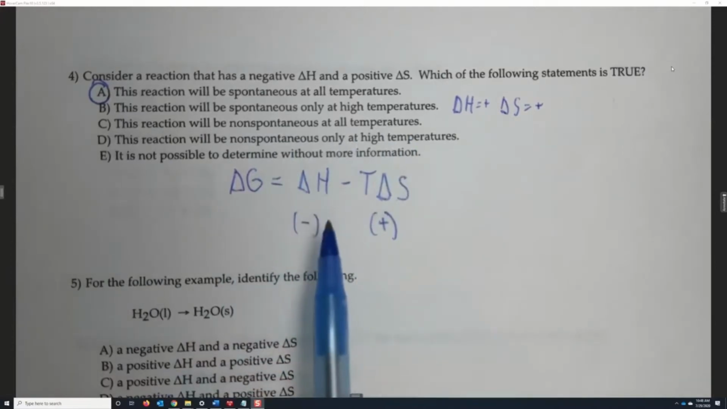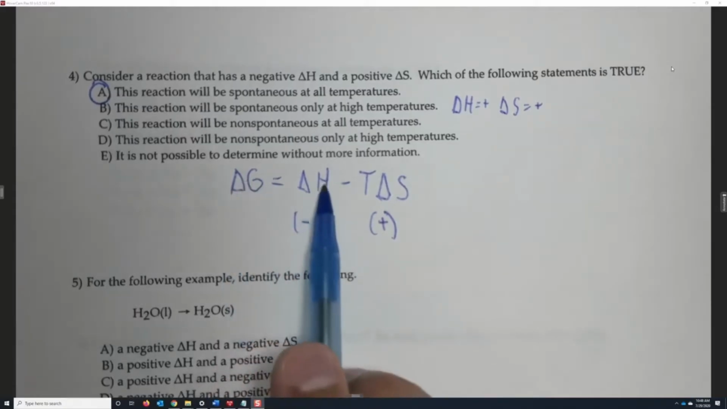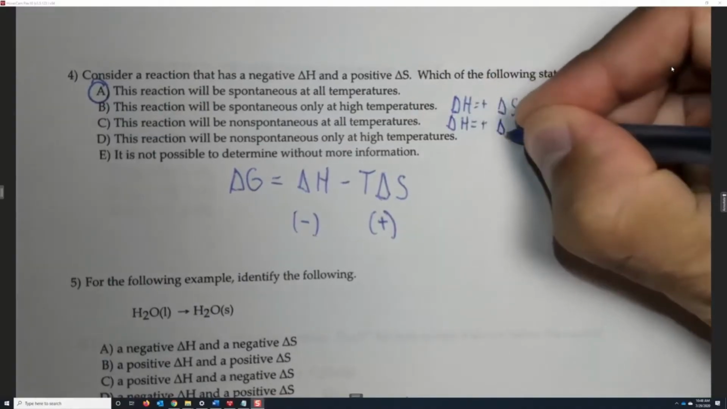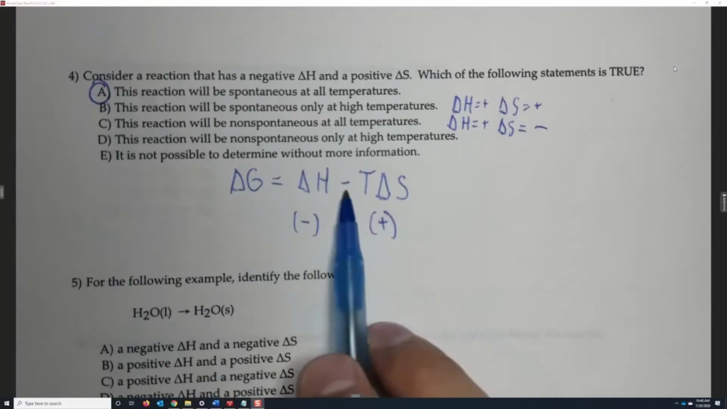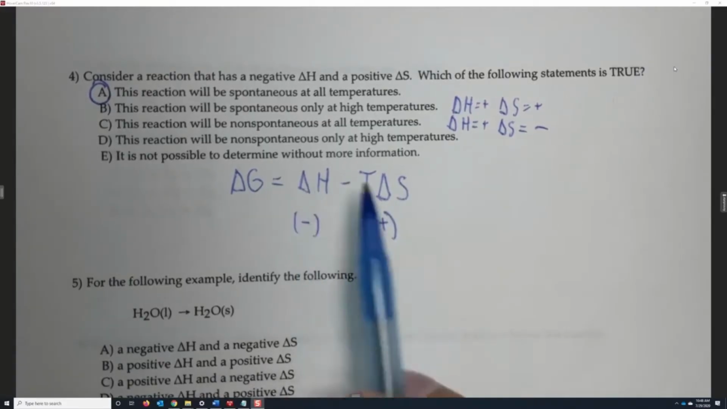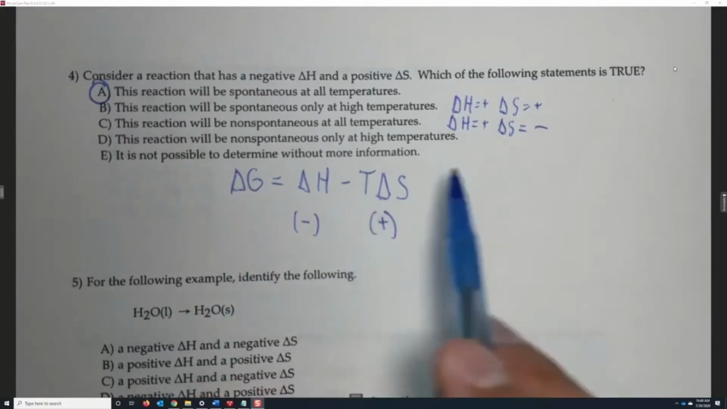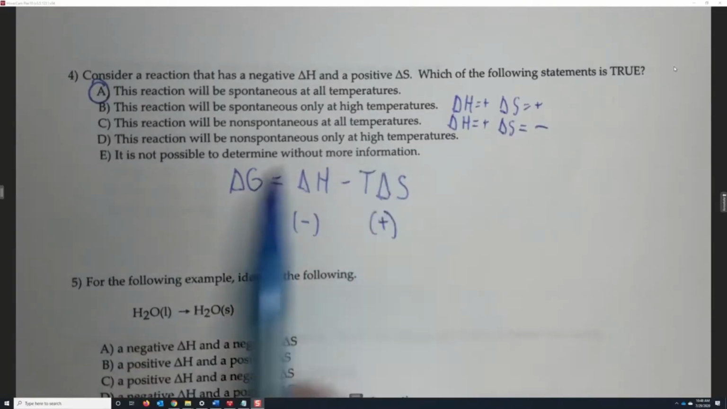When is it going to be non-spontaneous at all temperatures? This being positive. Well, if delta H is positive and delta S is negative, you're going to have a positive plus something, because you're going to have a negative times a minus. So you're going to have a positive plus something, and this will be positive independent of the temperature. So in this case, it's going to be non-spontaneous at all temperatures.